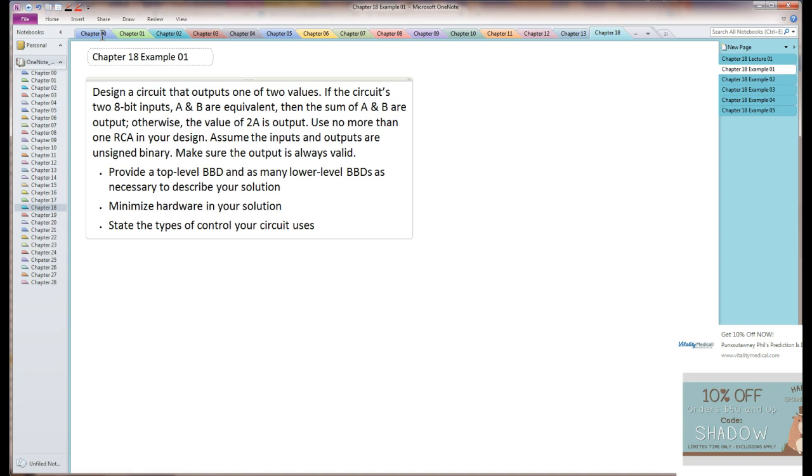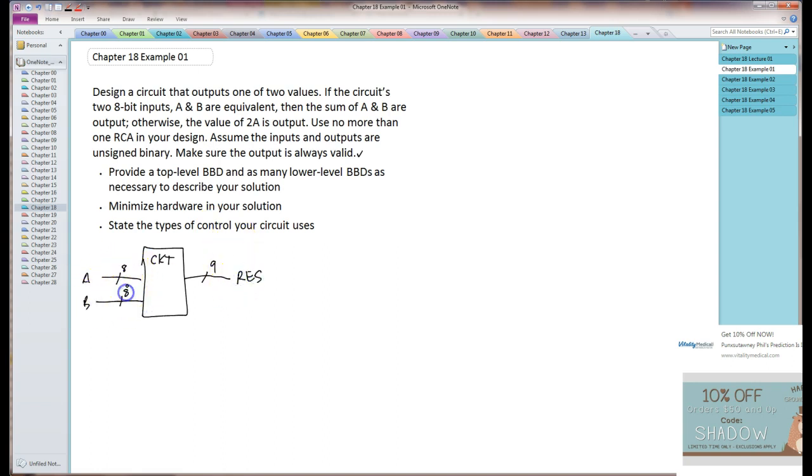The big thing we need to be aware of is that we have to make sure the output's always valid. It's adding one of two 8-bit values, so technically speaking, the output could be 9 bits. That was our first concern, making sure the output is wide enough, and it needs to be 9 bits to handle this addition. And that is my top level black box diagram.